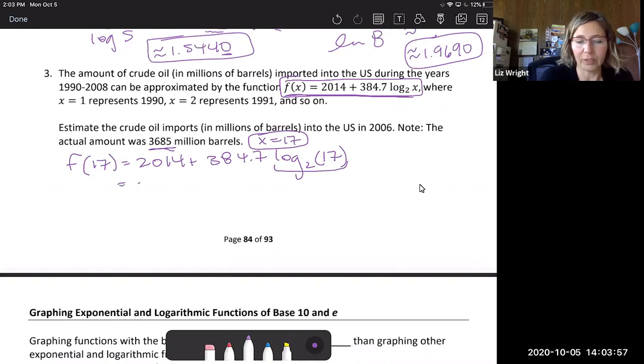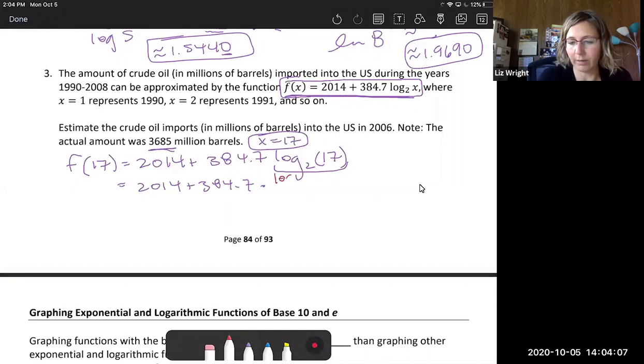And so then we're going to have 2014 plus 384.7. Let's do our change of base. I'm going to do log of 17 over log of 2. You could have chosen natural log, doesn't make one bit of difference. So then put that in your calculator.